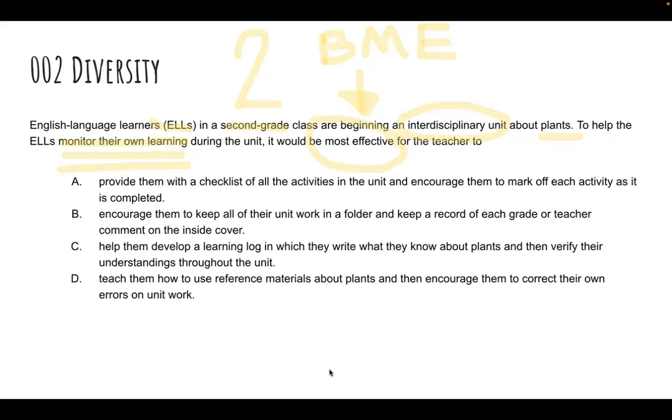D. D, teach them how to use reference materials about plants and then encourage them to correct their own errors during the unit work. Is this going to be the best way to monitor their own learning for second graders? No. To give them a dictionary or some sort of plant textbook. No, they're barely learning English. This would be so frustrating cognitively for them, and they would shut down and you would have a struggling situation and you wouldn't have success. D's out for sure. What else? C.